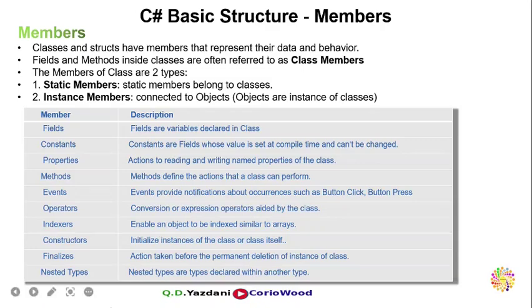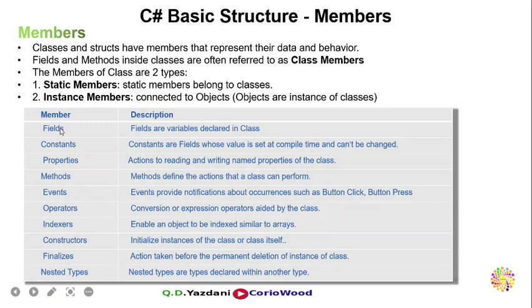So what are nested types? Nested types are types declared in another type. Say for example, we have conditional statements. If you have heard of if statements, then we have a nested if. If you have heard of a for loop, then we have a nested for loop. So it's a type declared inside another type. That's called nested types. Nested types are often used to describe objects that are used only by the types that contain them. So these are all the members of C#.